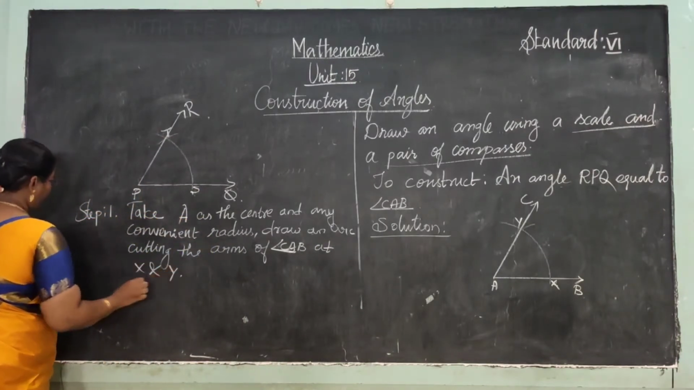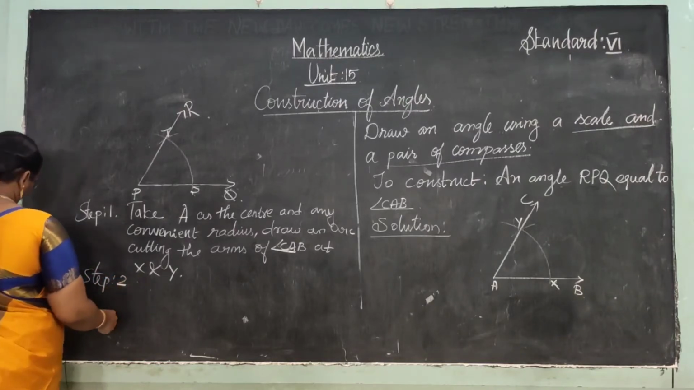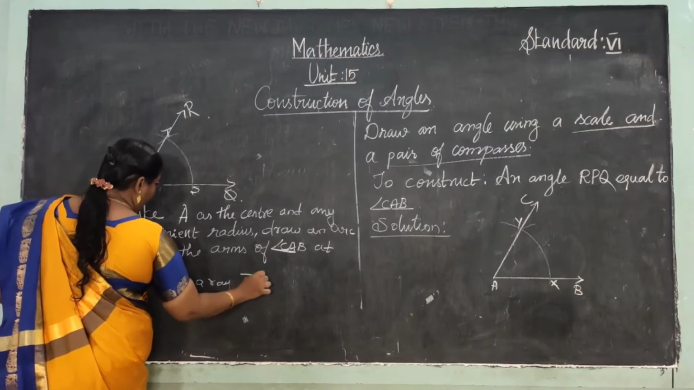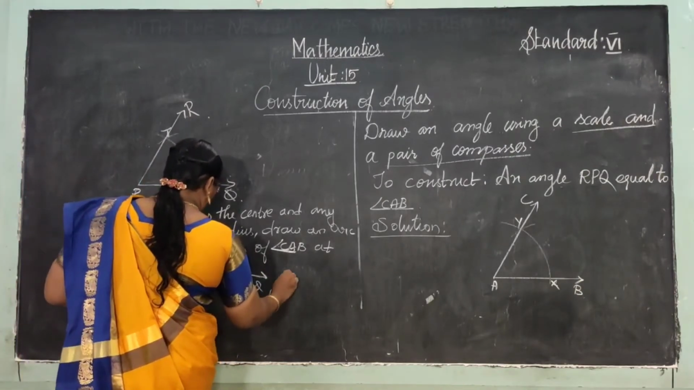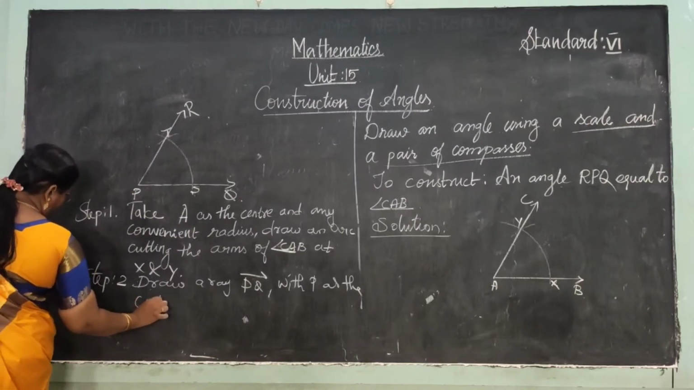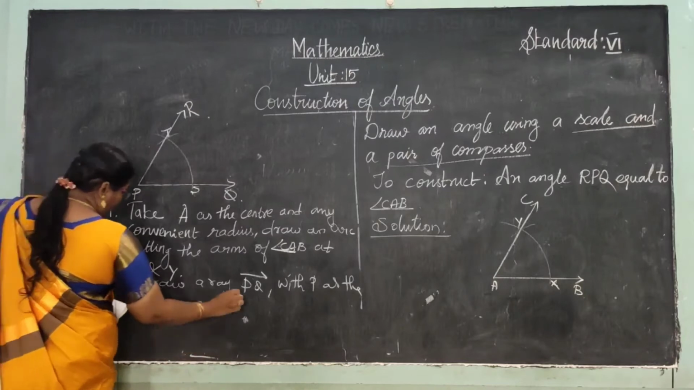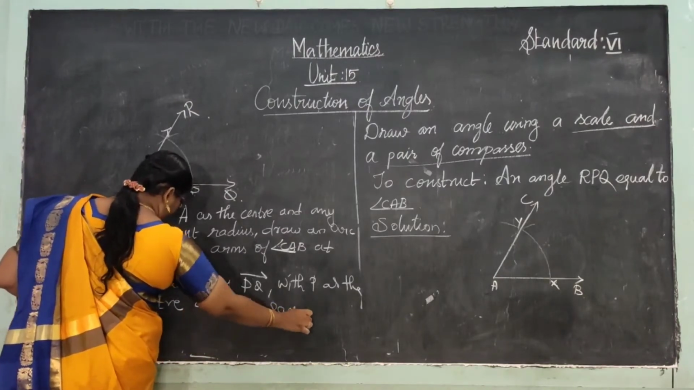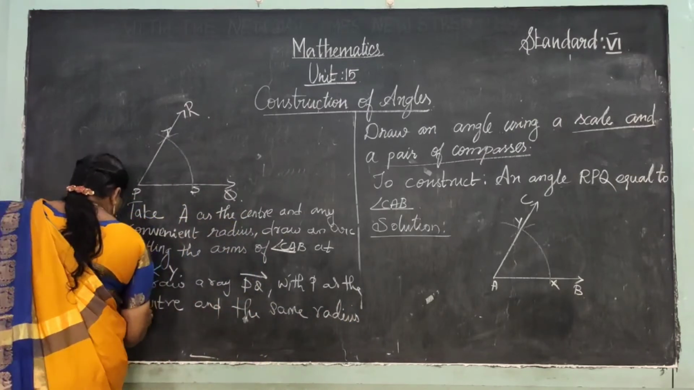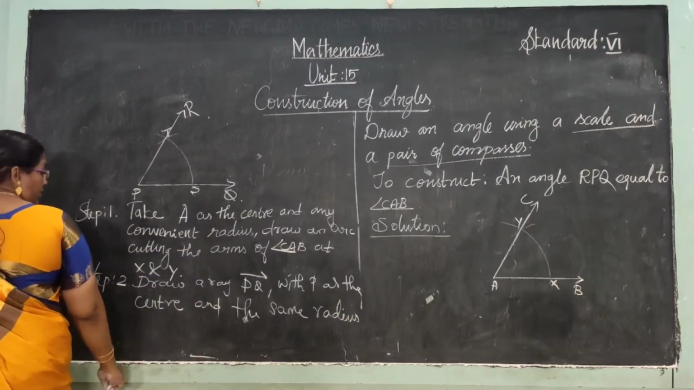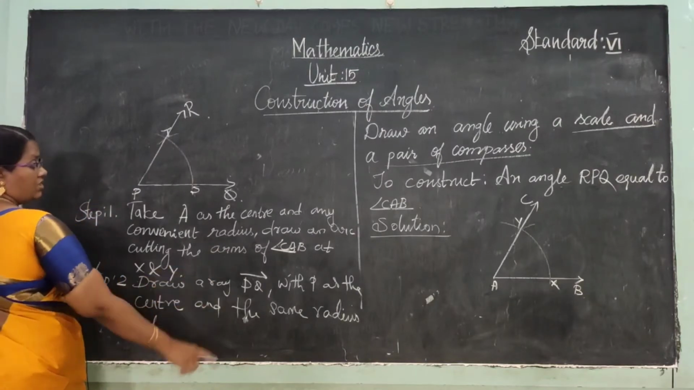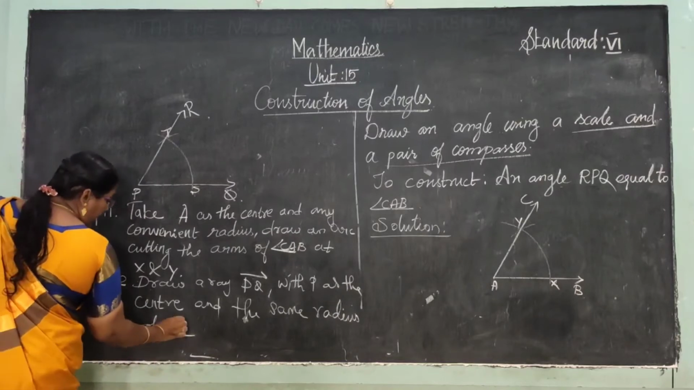Step 2, draw a ray PQ. With P as the center and the same radius as the previous one, so the same radius of the angle CAB.